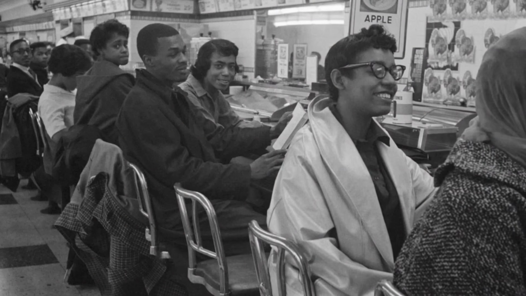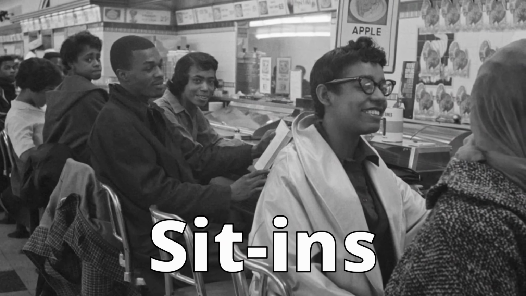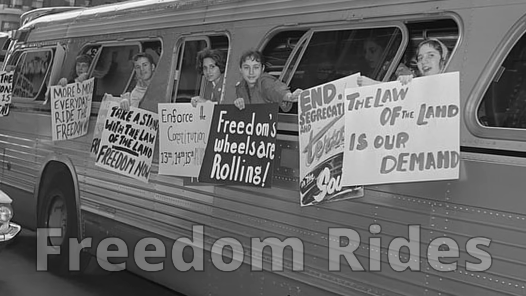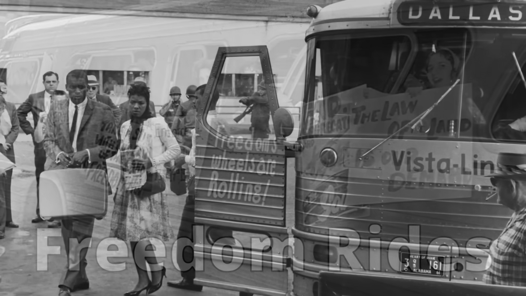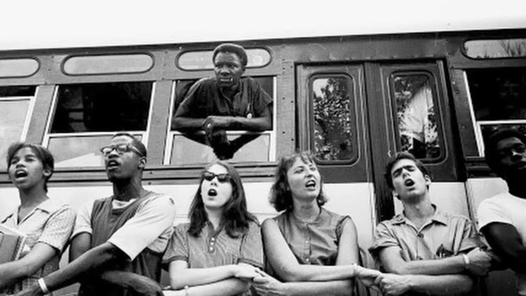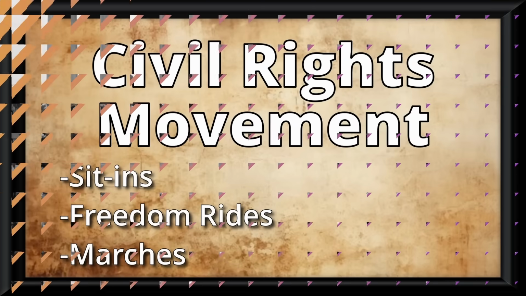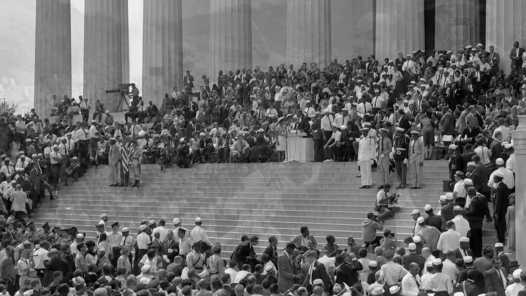Sit-ins were protests where black activists sat at segregated lunch counters, refusing to leave until served. Freedom rides happened where people of many races sat in white-only sections of buses throughout the South to challenge segregation. And finally, there were a lot of marches in big cities. For example, in the March on Washington, Martin Luther King Jr.